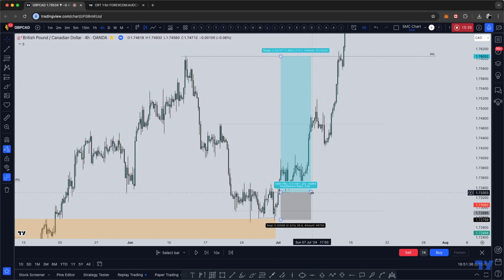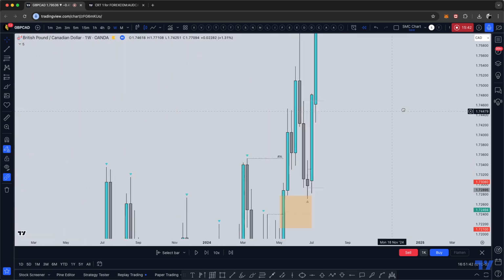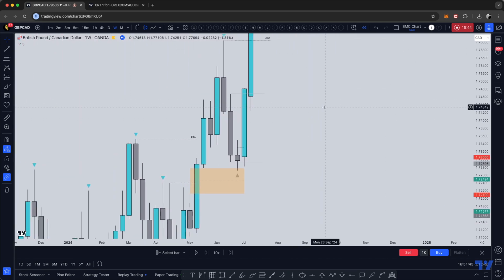But you see, that was a big move. That was a clean big move, and it's valid. It was a CRT. However, sometimes it just moves so quick that you may not get the chance to enter.